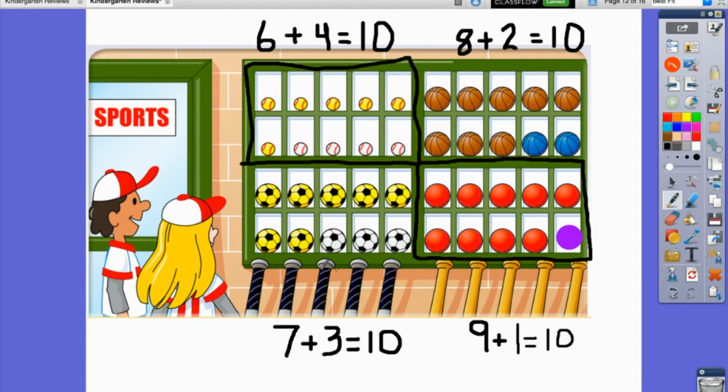Let's count and find out. 1, 2, 3, 4, 5, 6, 7, 8, 9, and 10. So what number partners do we have for the baseball bats? We have 5 plus 5, and that would equal our number 10. So 5 and 5 are number partners that make the number 10.